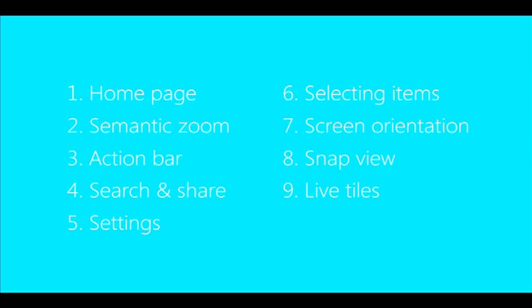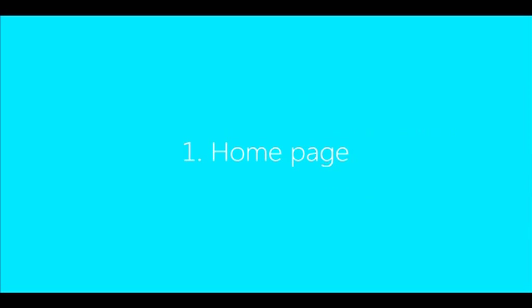So this is what we're going to cover in this section. We can talk about the home page of Windows 8. What is semantic zoom? How does the action bar work? Search and settings, selecting items, screen orientation, snap view, and live tiles. You should all be kind of familiar with that because of the talk this morning with Aaron. So let's talk about the home page.